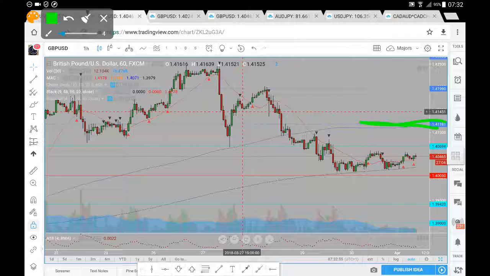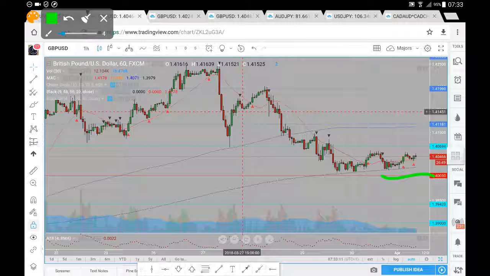So we do have the added confluence of the 141.18 and the 200 period moving average, thus increasing the likelihood of potentially seeing some sell side momentum come into the market from that level, possibly taking us down towards our 140.69 or a brief pullback before seeing a further upside continuation towards that 141.96.